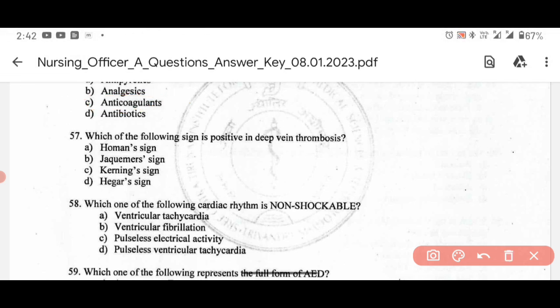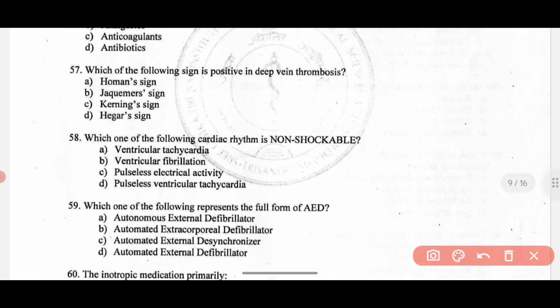And the next one is: which of the following signs is positive in deep vein thrombosis? It is a very simple question. Four signs they have given here: Homan sign, Jacobian sign, Kernig sign, Heger sign.